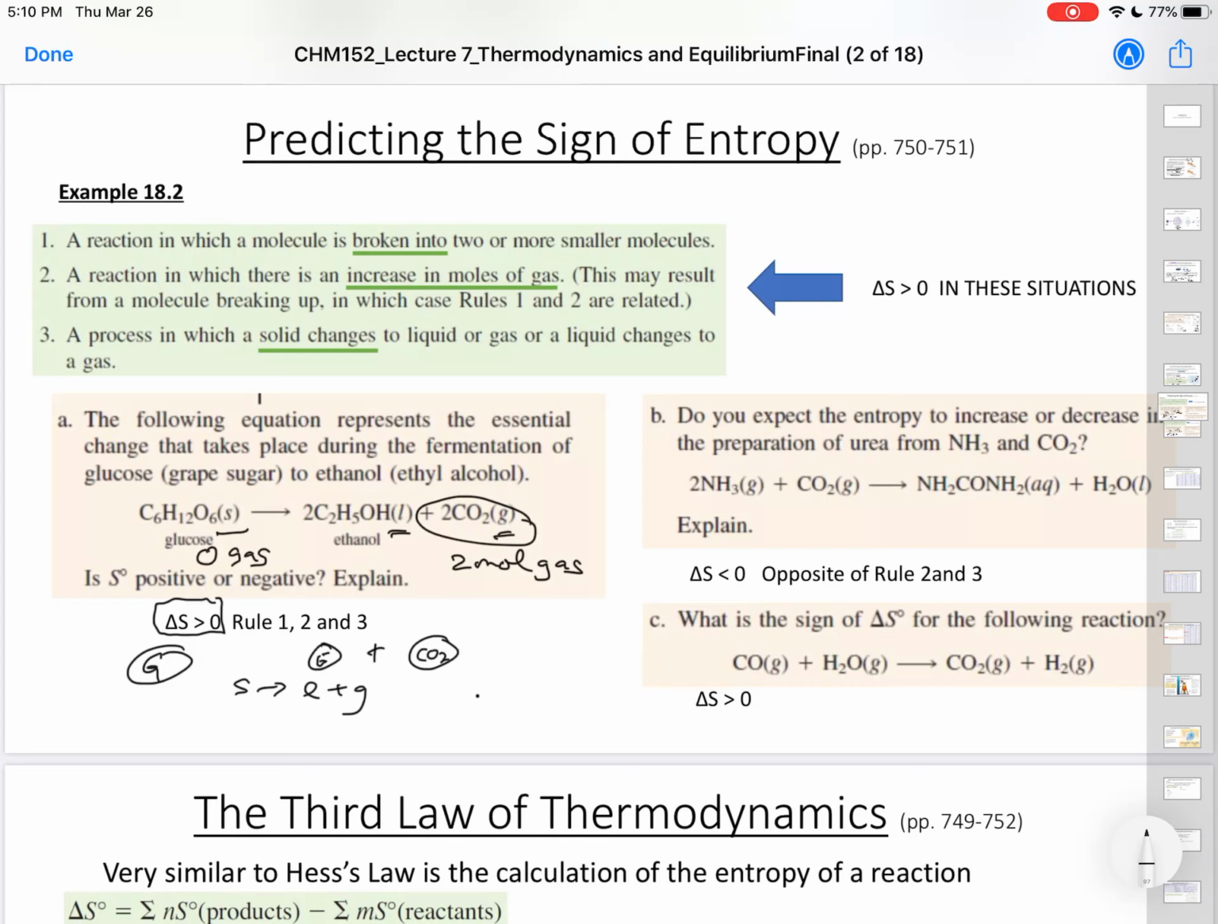Okay, let's look at another example. NH3 plus CO2, it becomes urea and water, liquid. Okay, so let's look at rule number 1. You have 3 things, it's becoming 2 things. So you have 2 moles of gas, okay?